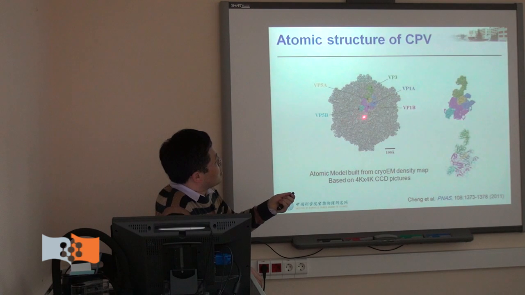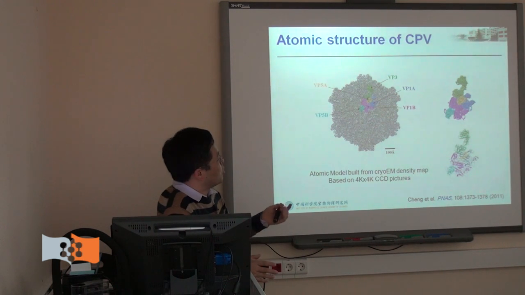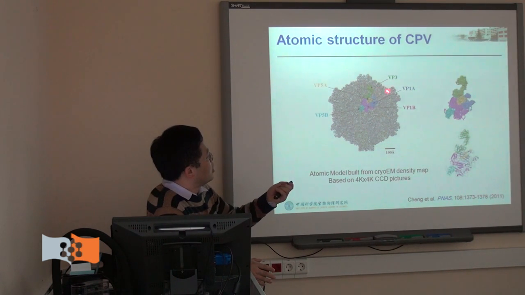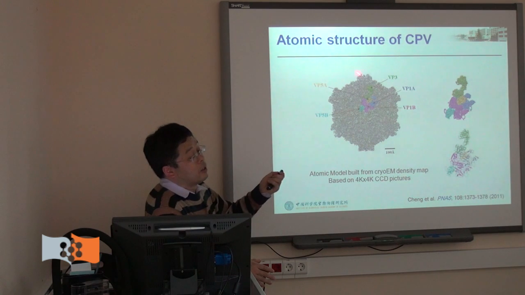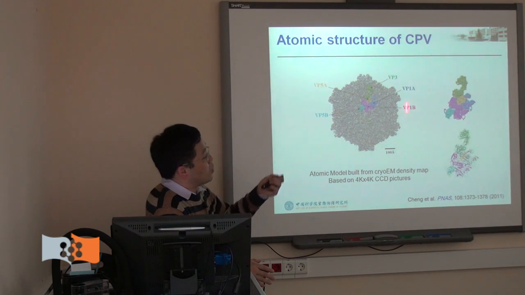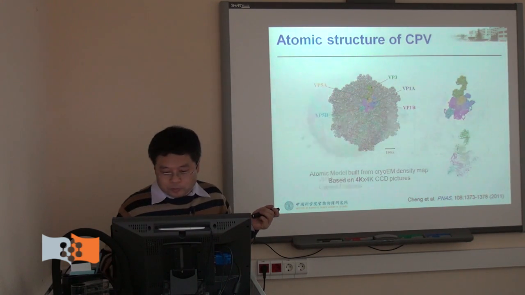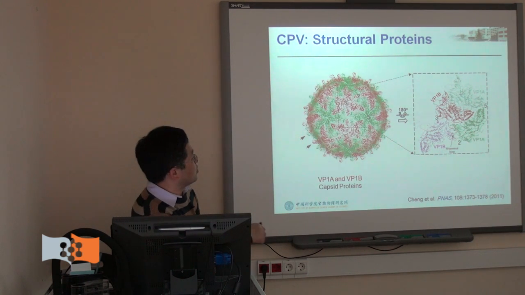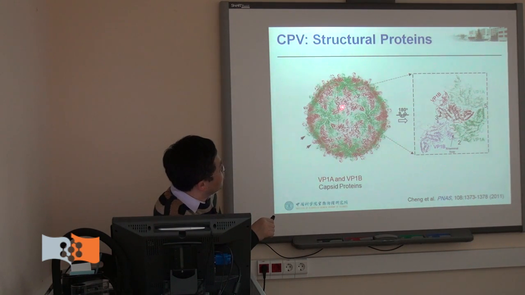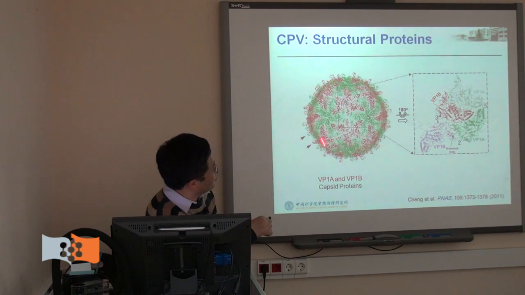So this is a symmetric subunit of the virus. After we build this model, you can apply the symmetry to get the full atomic model of the whole virus. This is the VP1 protein, which is a backbone protein of the virus.